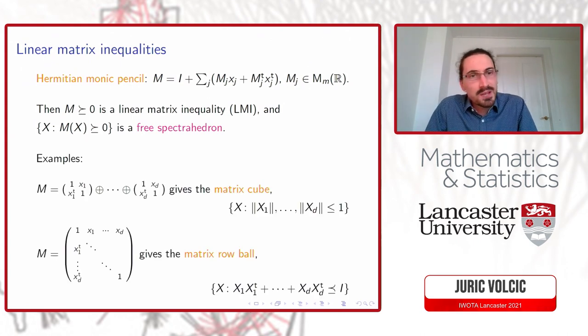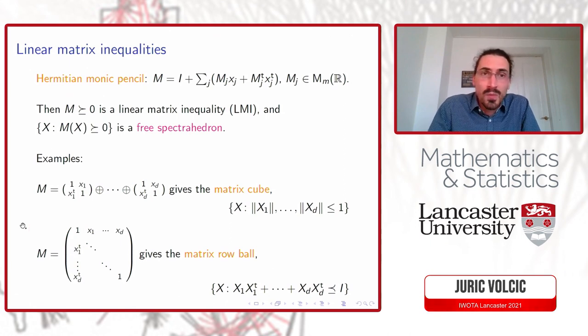Two typical examples. If I take M to be a direct sum of these 2 × 2 matrices, then the corresponding free spectrum is the so-called matrix cube. So it's just the set of tuples of matrix contractions. Another example that gives me a matrix row ball is by taking this Hermitian monic pencil.